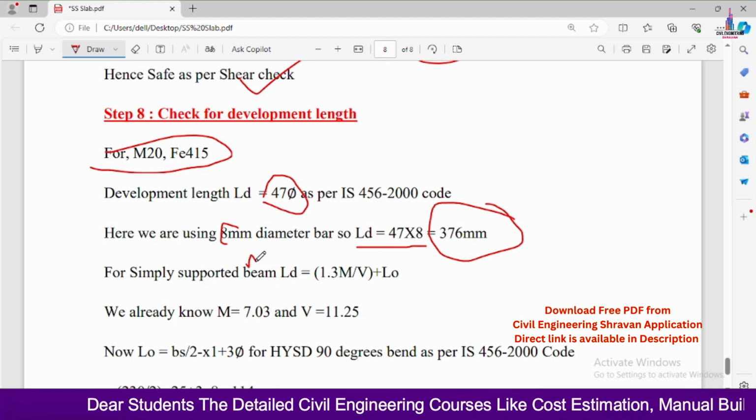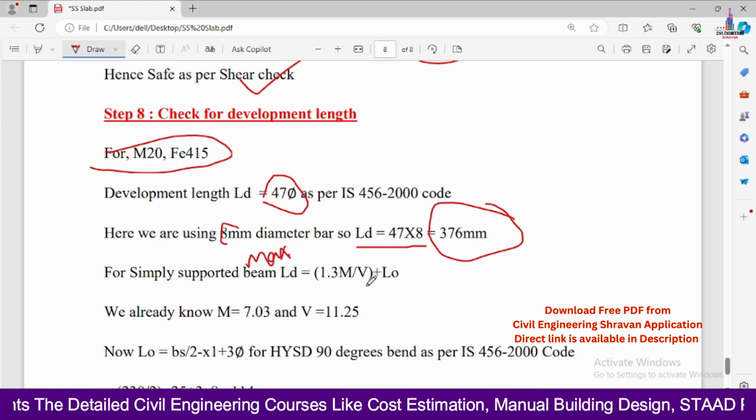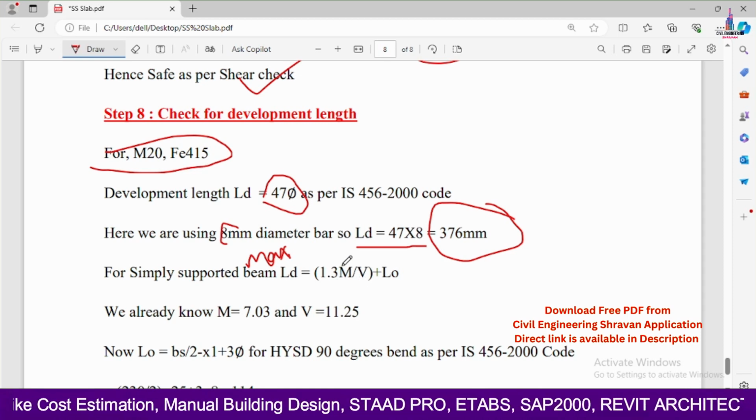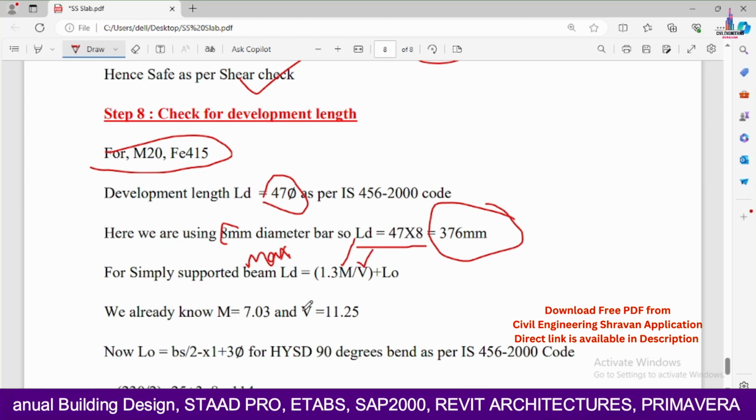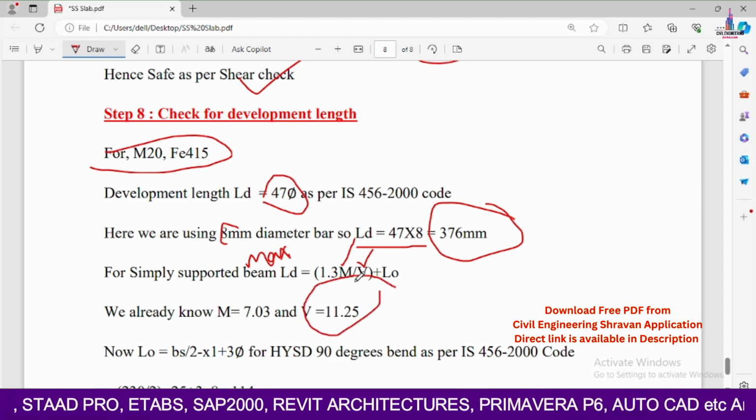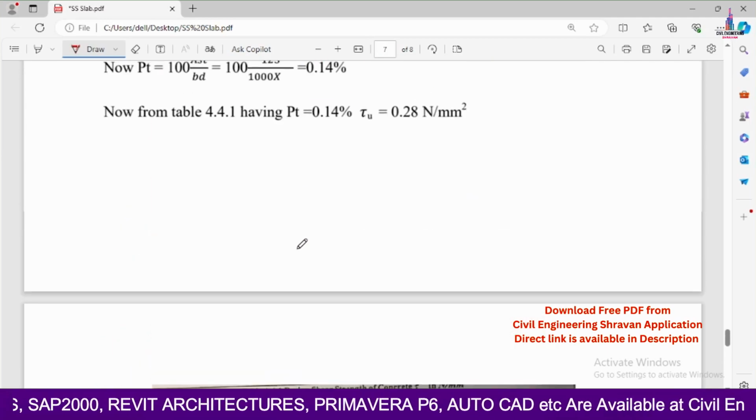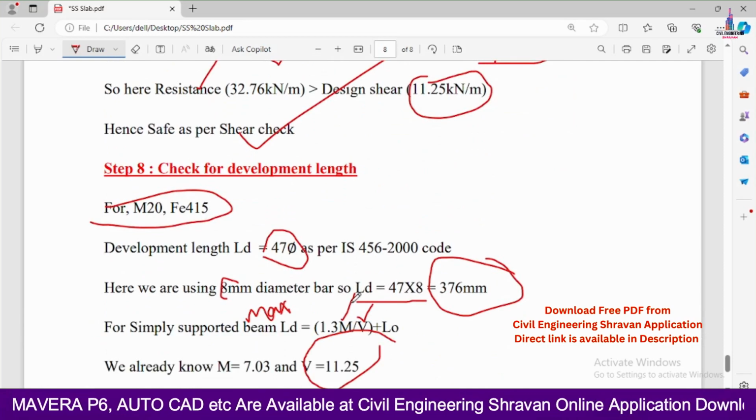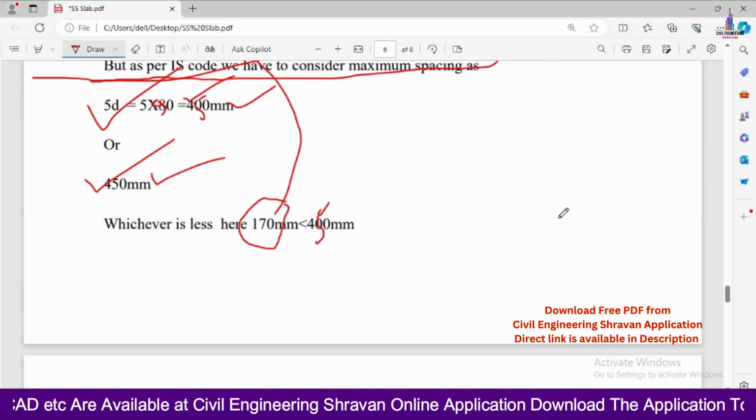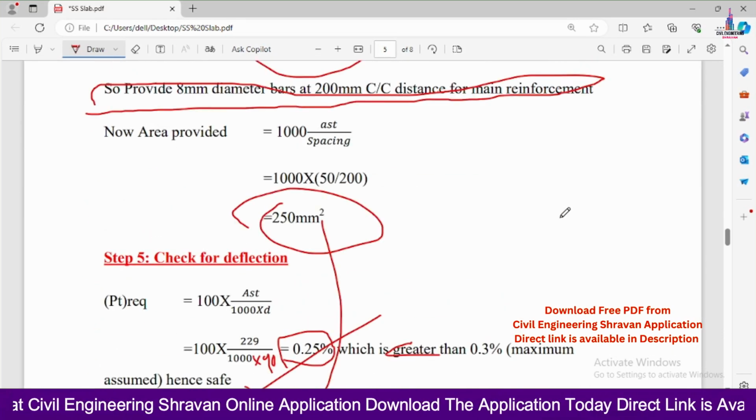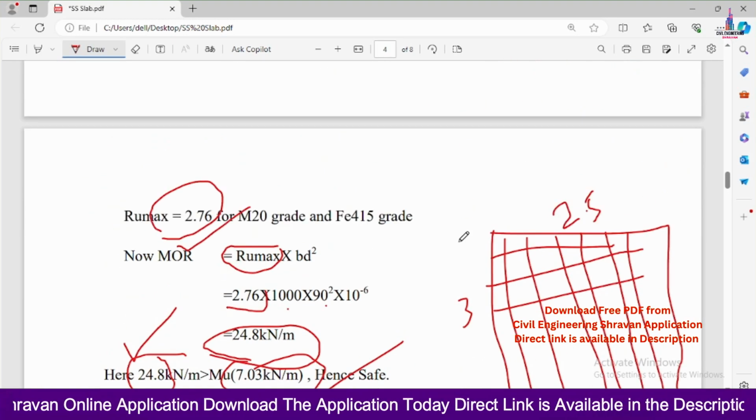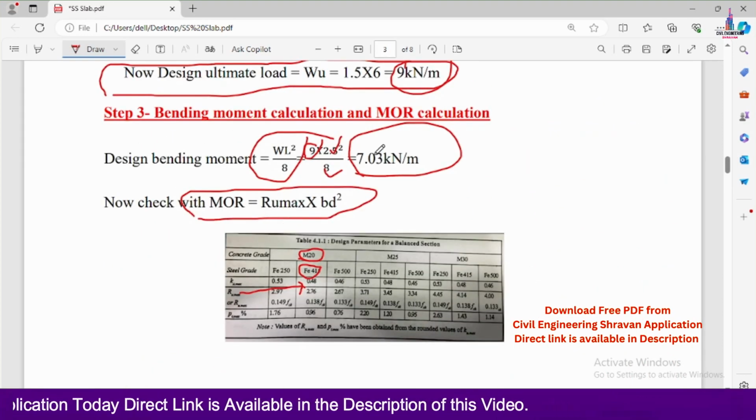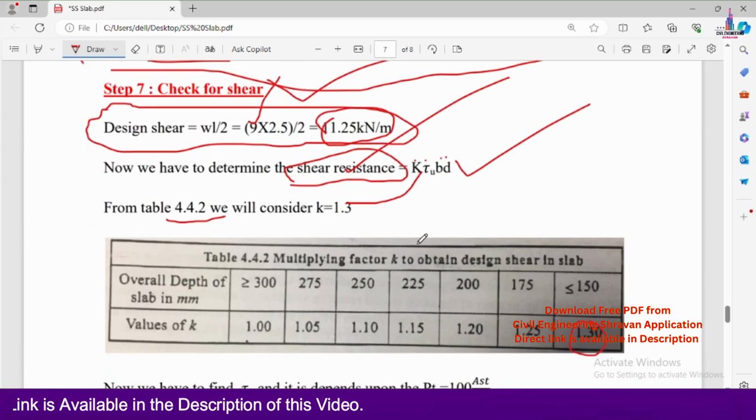Now we have to calculate the maximum Ld value for the simply supported slab section, which is 1.3 into M by V plus L0. M is the bending moment value and V is the shear force value. The shear force value we calculated as WL by 2, which is approximately 11.25 in the above step. The bending moment value we already calculated is 7.03 in step number 3. I will show you that. This is step number 3. The bending moment value we calculated here is 7.03.